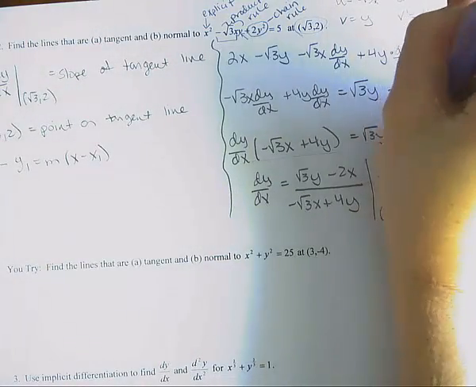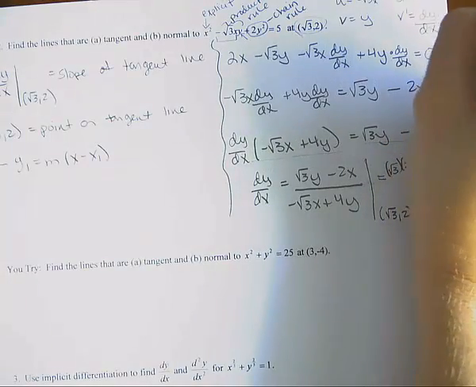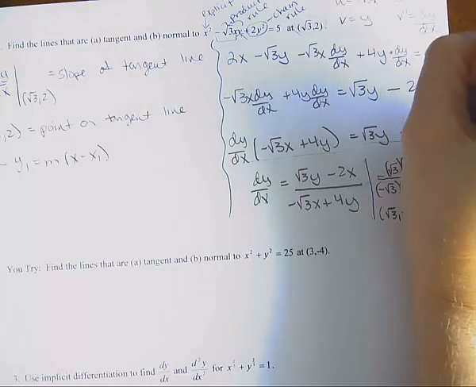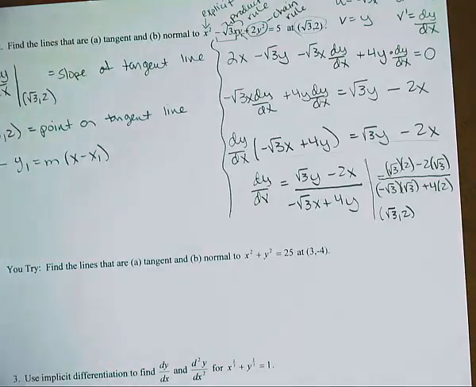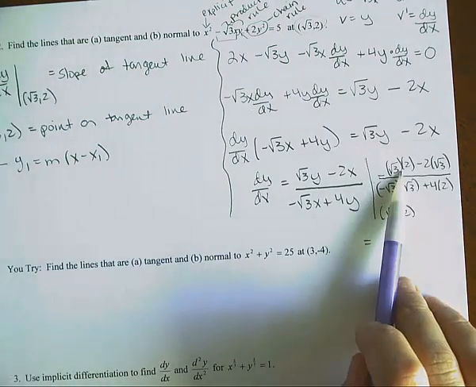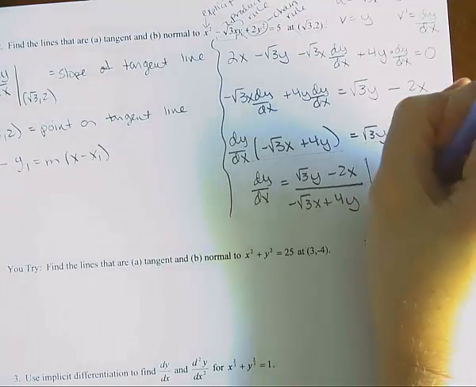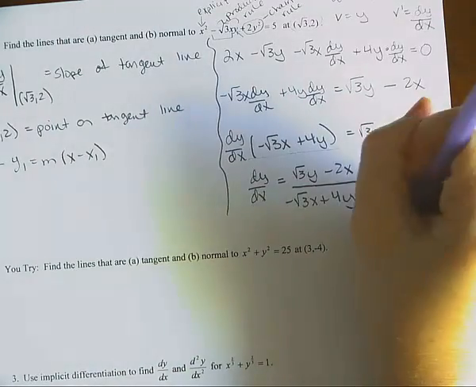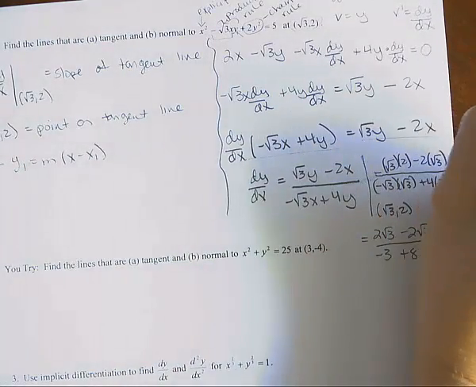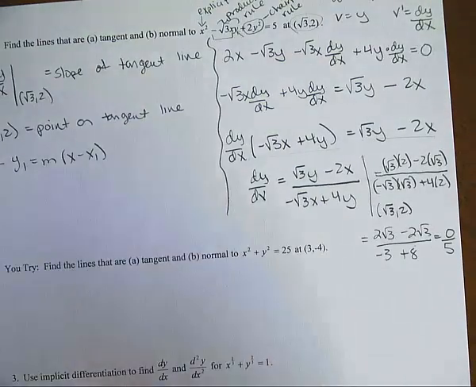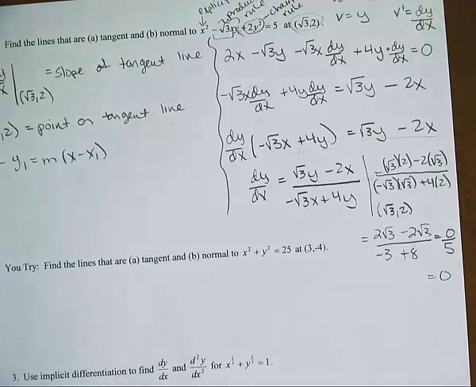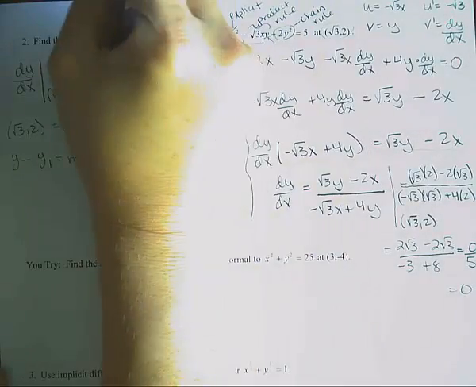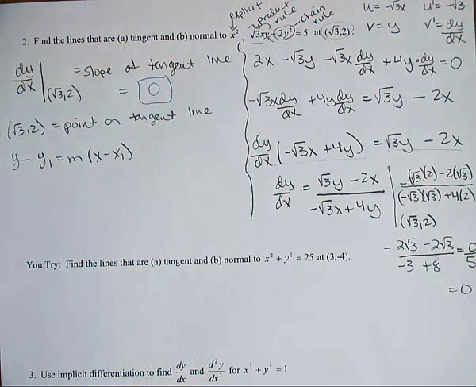So I have √3 times 2 minus 2 times √3 all over negative √3 times √3 plus 4 times 2. So that's going to equal 2√3 minus 2√3 all over negative 3 plus 8, which is equal to 0 over 5, which is equal to 0. So after all that work, the slope of my tangent line is equal to 0. So that's what I have right here. It equaled 0.